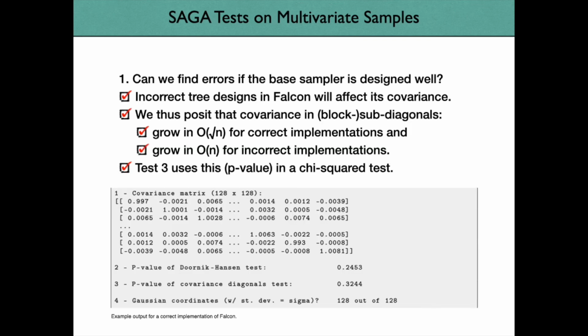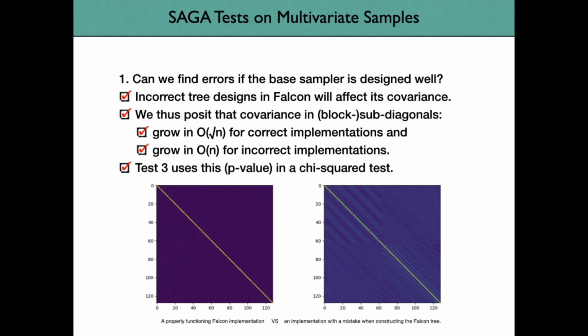The multivariate side of SAGA is much more interesting. We first developed an ad hoc test for the covariance matrix of the multivariate samples, as this should be close to the identity matrix. So we posit that summing the block subdiagonals of this should grow in big O of the square root of n for correct implementations and big O of n otherwise. And using this, we can then compute another chi-square test to validate the multivariate data.